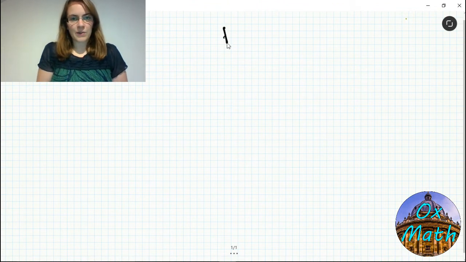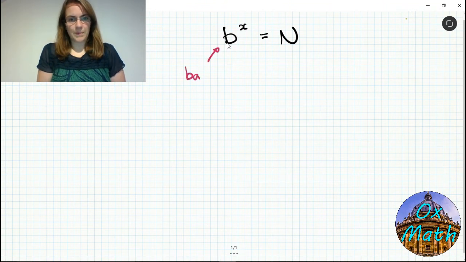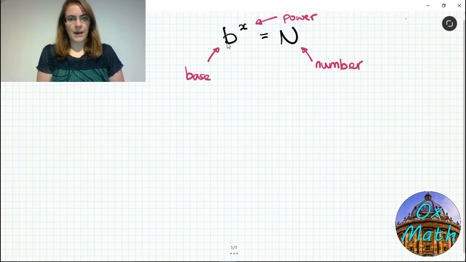So if we have an equation that says b to the power x equals n. In this equation, b is called a base, x is the exponent, index or power, you might know it as, and n is just a number. So we've got a base with a power and the answer gives us a number.